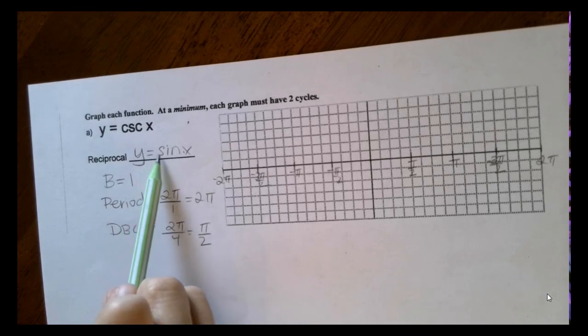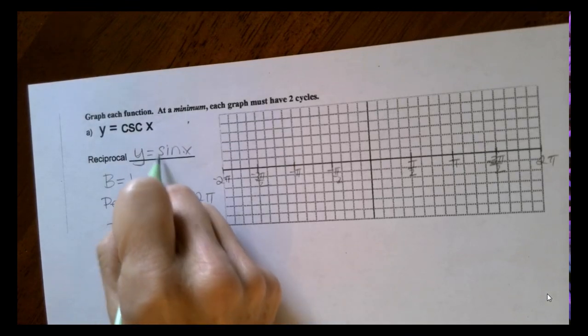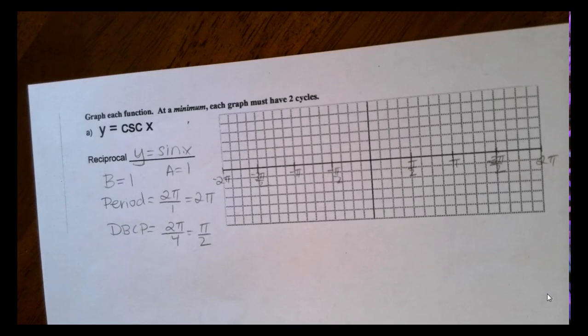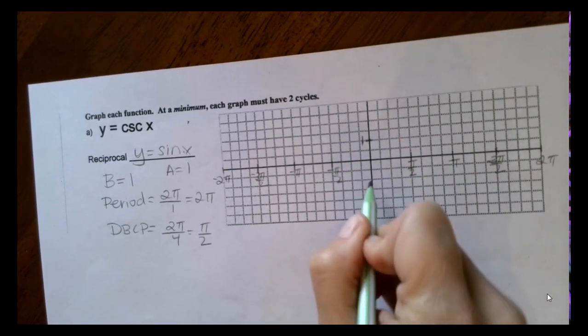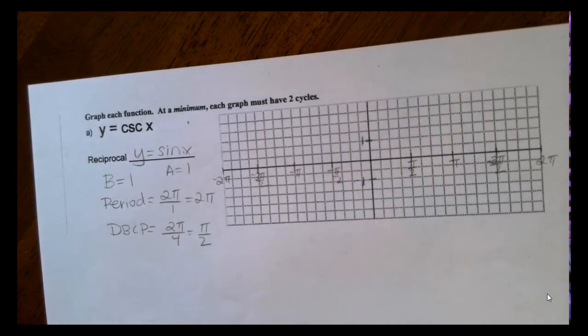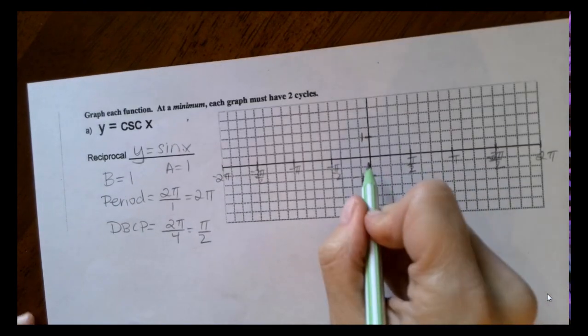So the amplitude of sine is 1, of this graph is 1. So that means the max is 1 and the minimum is negative 1. I'd like you to go up 2 to make 1 and go down 2 to make negative 1. Now because this is sine, I know that it starts at the SA and it's positive sine, so then it will go to the max.